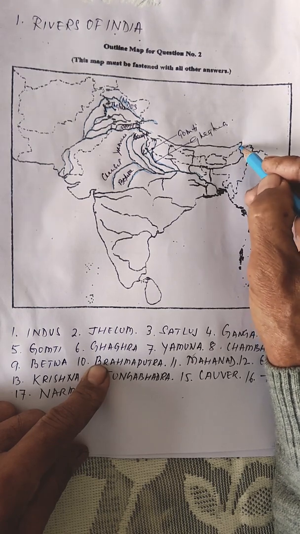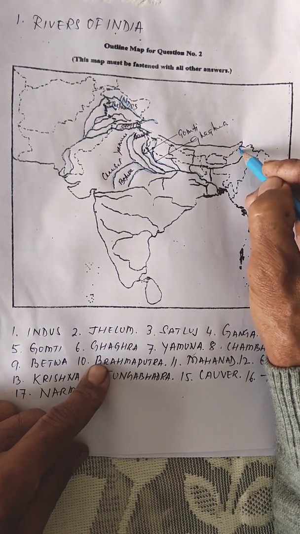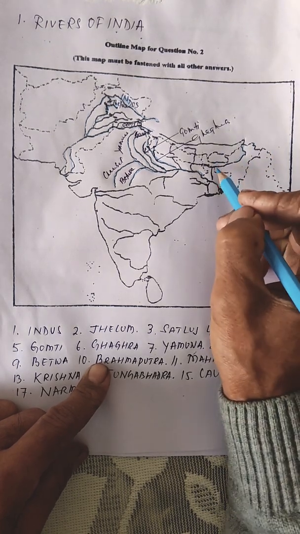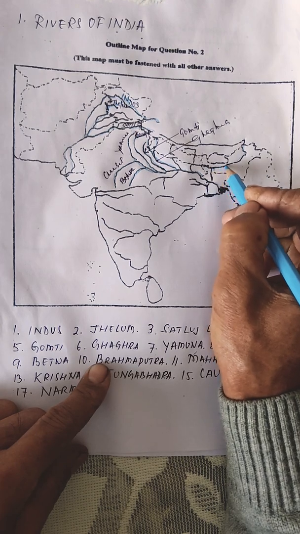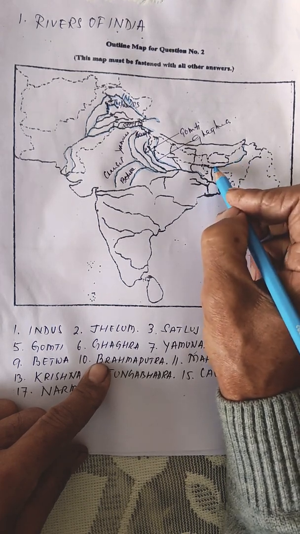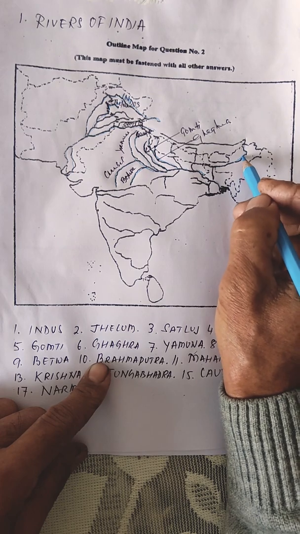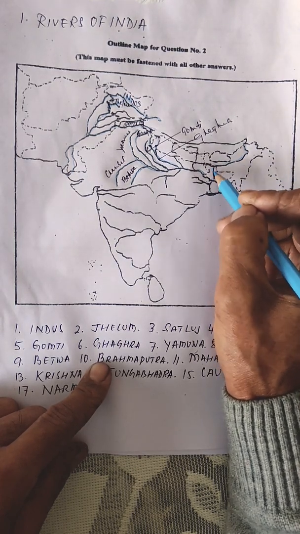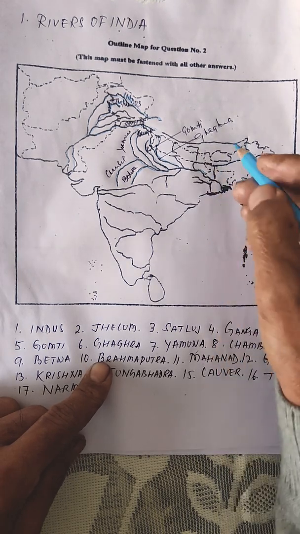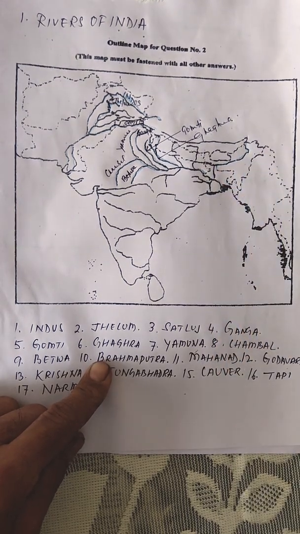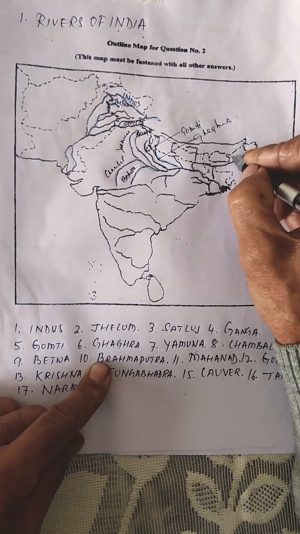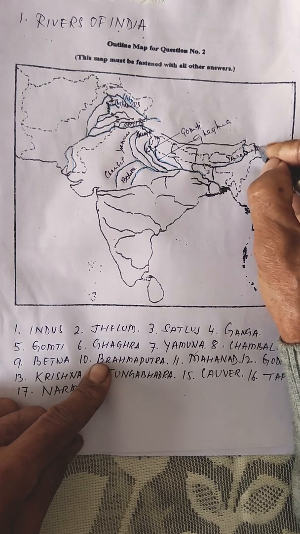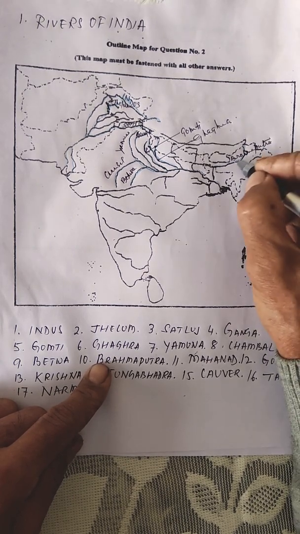So Brahmaputra, you can see right from here, goes down to a place called Dhubri. This is the Bangladesh border. And this Brahmaputra, when it enters Bangladesh, it becomes Jamuna, but you don't have to label this outside India. So this is your Brahmaputra. You write the name here, Brahmaputra. Okay, Brahmaputra is this one.